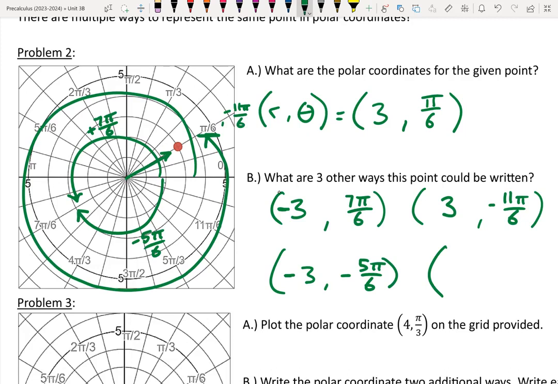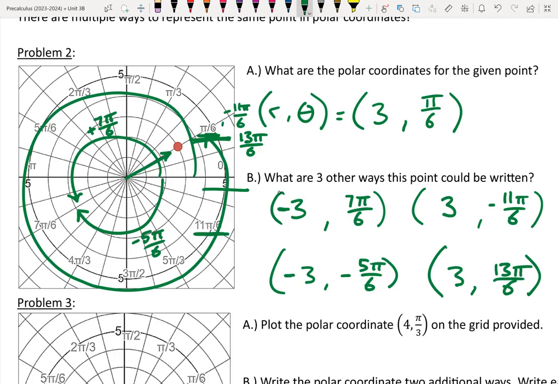So I've gone pi over 6 plus 2 pi, all a full circle around. Well, this is 11 pi over 6, so 2 pi is 12 pi over 6. So then what would this one be? 13 pi over 6. So I could even list this. And that would also work. And I could go around a full circle again if I wanted to.